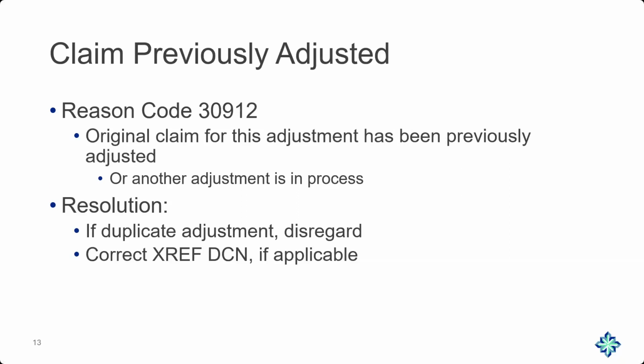Now, if an adjustment is created off of a claim that has already been adjusted, or if an adjustment was set up but hasn't finalized, then you're going to see reason code 30912. If you realize that this is a duplicate adjustment and that you already have one that's in the system and everything's going good with that, then you can just disregard and leave the duplicate alone. If you realize that an adjustment was set up off of an incorrect claim, then you're going to want to take that adjustment and you're going to want to correct the cross-reference DCN so that that adjustment can continue processing and make the changes to the correct original claim.